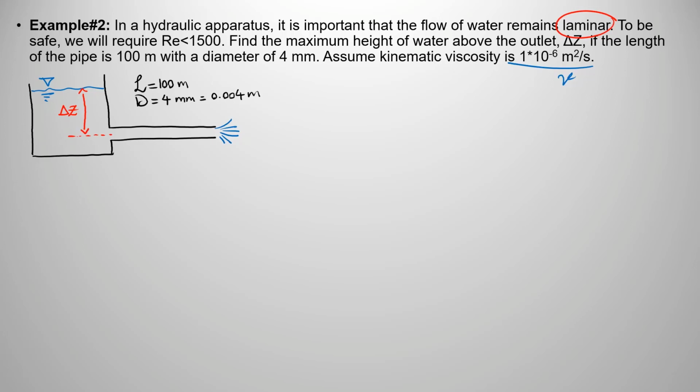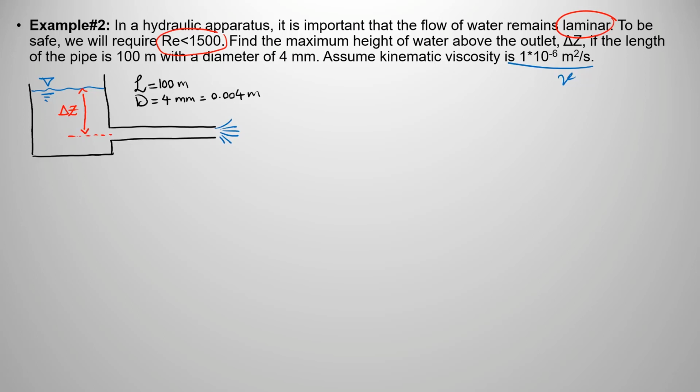Okay, and we have been given a criteria in this to be safe. We are going to consider Reynolds number less than 1,500. So in other words, the maximum Reynolds number that we can have in this system is equal to 1,500. So the first thing that I'm going to do is write energy equation.